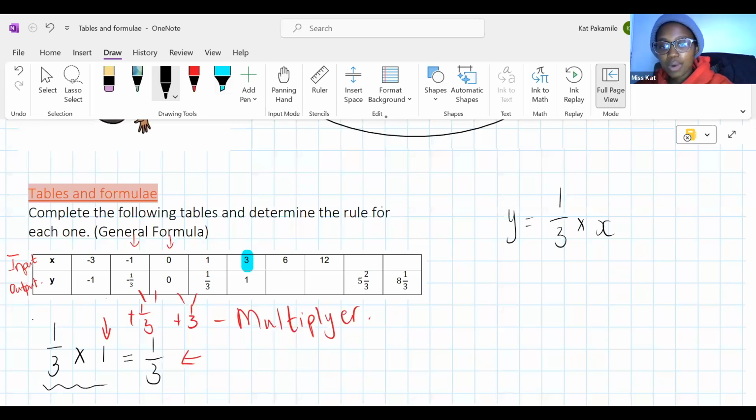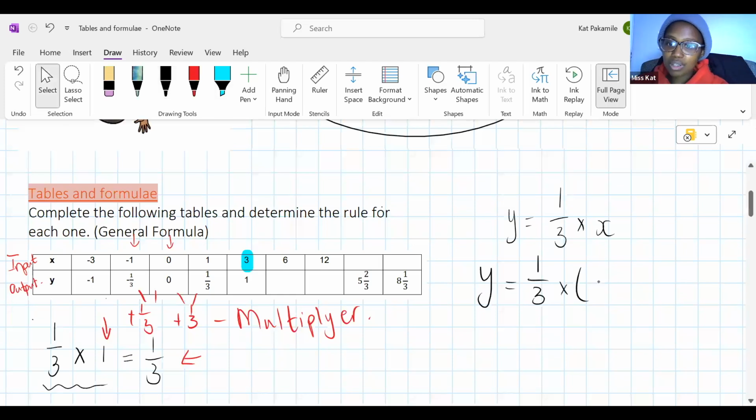We said y equals a third times, and instead of x, we're going to put in 3. Tell me, what's a third times 3? What is my answer if you say 1/3 times 3? Thank you, Oyama. The answer is 1. Is that the output we are looking for? Look in the table. When you input 3, do we get an output of 1? Yes, we do. That means our formula is correct.